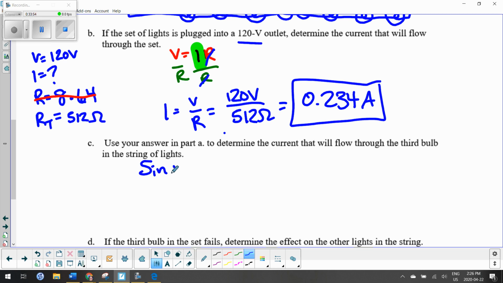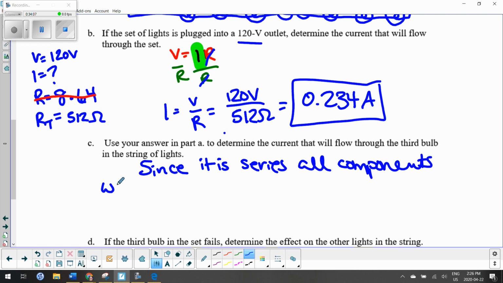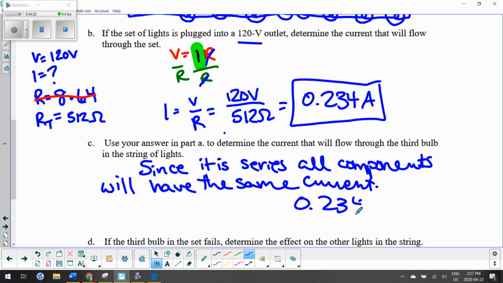So since it is series, all components will have the same current. So 0.234 amps.